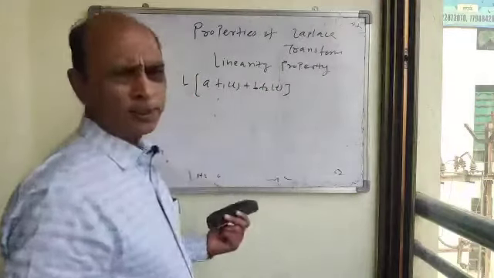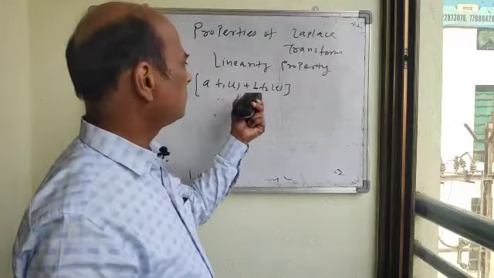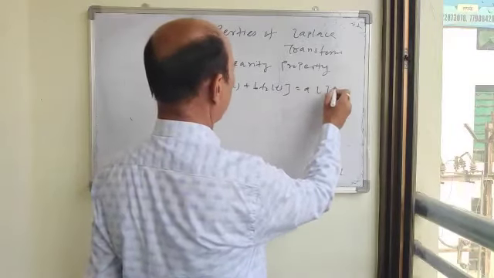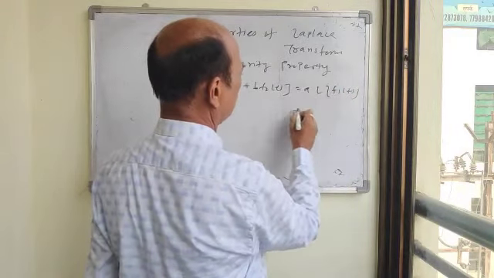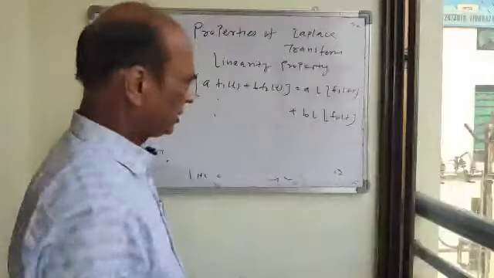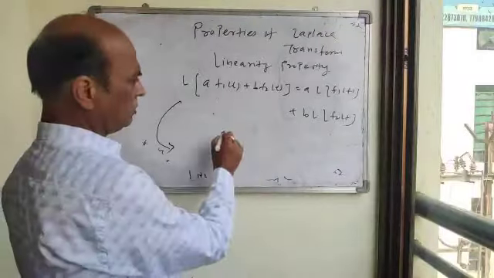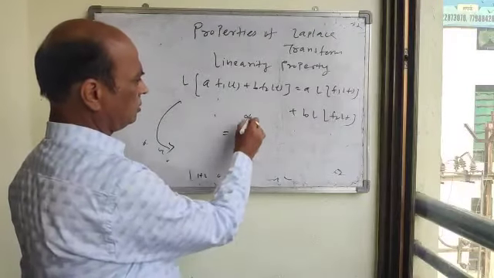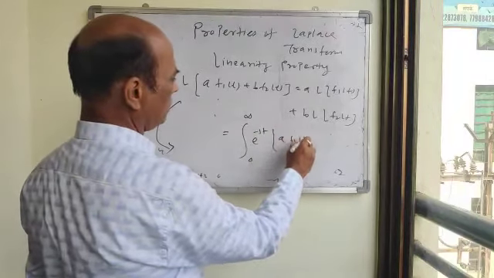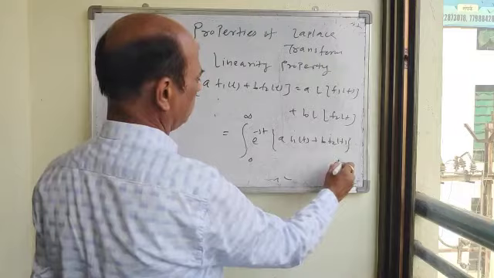You have seen this property in linear algebra many times. So L of a f1 of t plus b f2 of t is equal to a into L of f1 of t plus b into L of f2 of t. How? We will see this. In short, L of this means the integration from 0 to infinity of e to the power minus st in brackets a f1 of t plus b f2 of t dt.